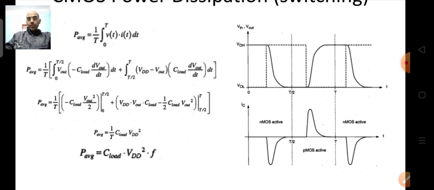instantaneous values of voltage and current, multiply them and integrate over the whole cycle. So to find the average switching power dissipation, we have to integrate the product of instantaneous voltage and instantaneous current over a complete period. The period is, let's say, 0 to T, and we have to divide by the whole period. If we do this, then we will find the average power dissipation.